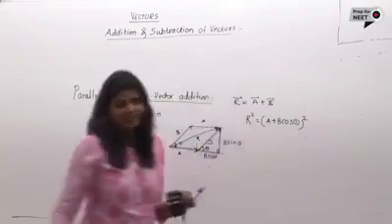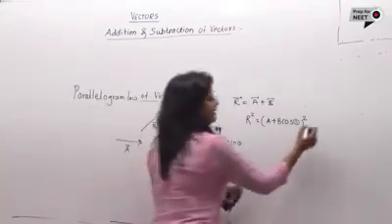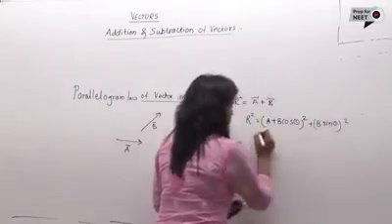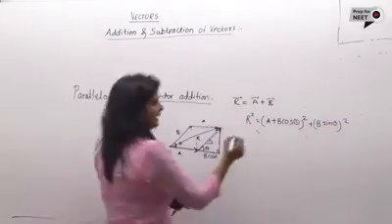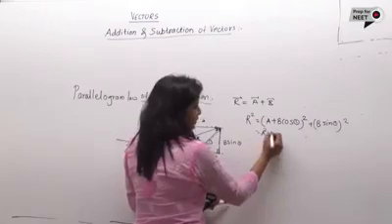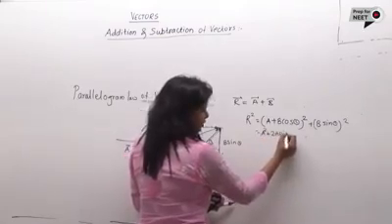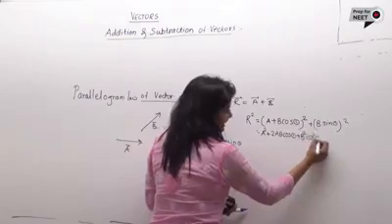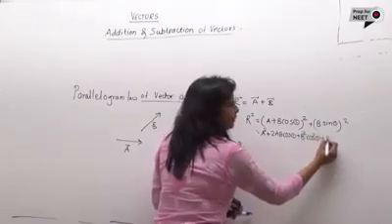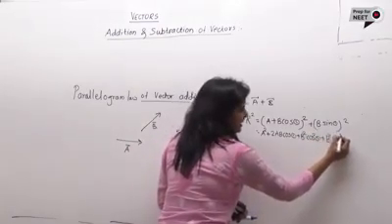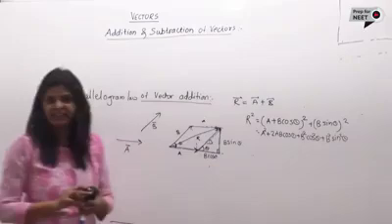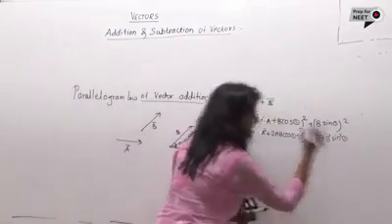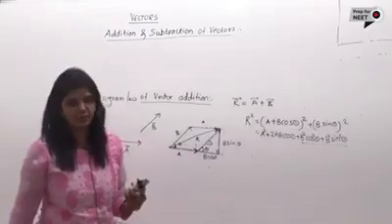A plus B cos theta whole square plus B sin theta whole square. Okay, we'll expand this. It's A square plus twice AB cos theta plus B square cos square theta plus B square sin square theta. Now look at the equation, and especially the last two terms.